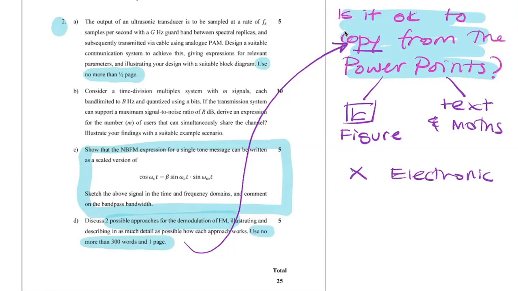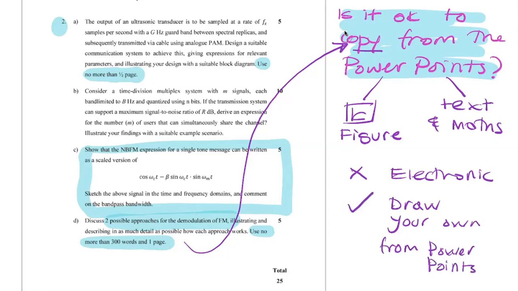But if it says illustrating and describing in as much detail, so you're going to want a block diagram, and the block diagram is available in the PowerPoint, so you're not going to make up your own block diagram. You will be presenting the block diagram from the PowerPoint. So if you draw your own from the PowerPoints, that's fine. If you copy it yourself, that's fine.